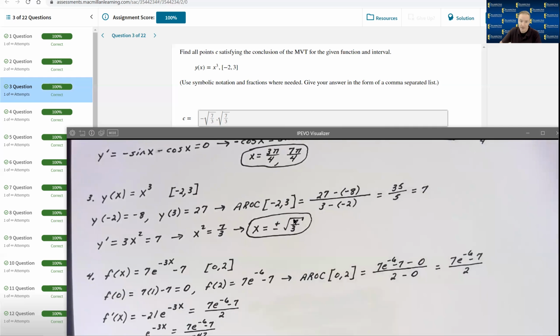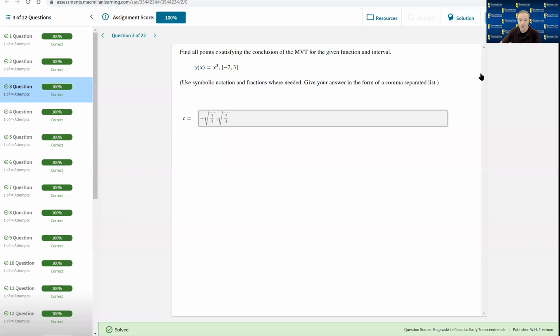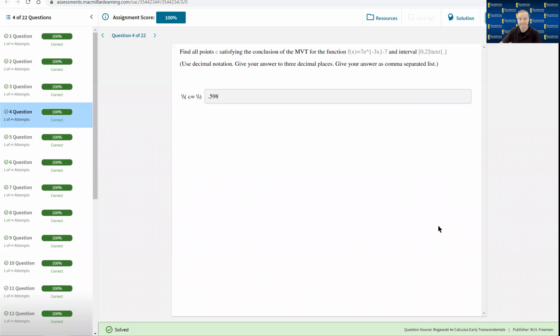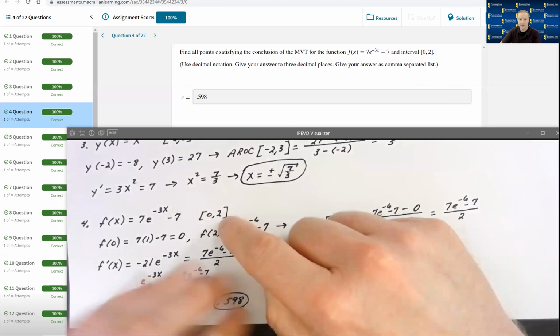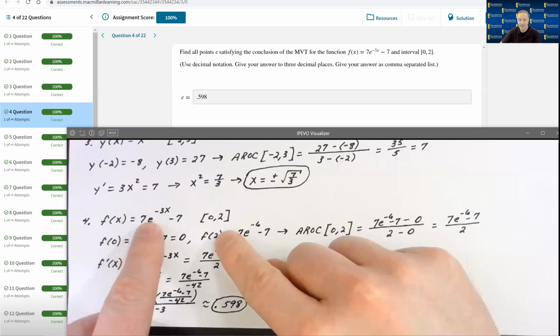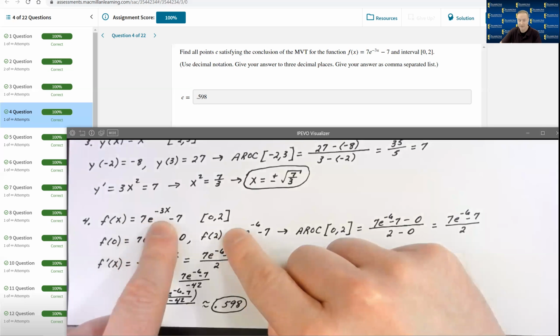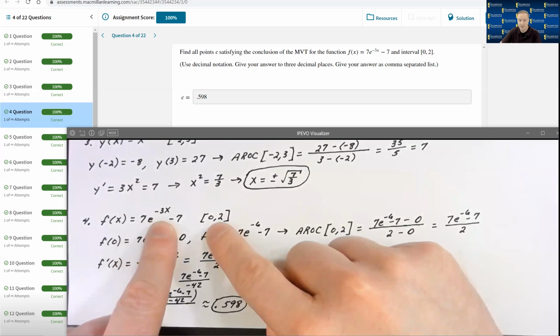And you'll notice Achieve doesn't have the capability to put that plus minus, so you'll have to enter the two answers in individually. For number 4, still the mean value theorem. This one, it's wanting a decimal answer to 3 decimal places. So this time it's giving me an exponential function. Y is equal to 7e to the -3x minus 7 on the interval 0 to 2.